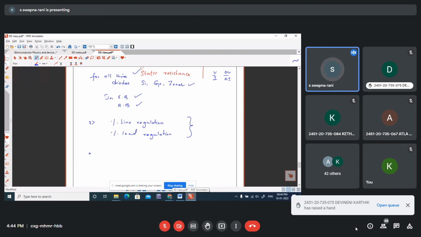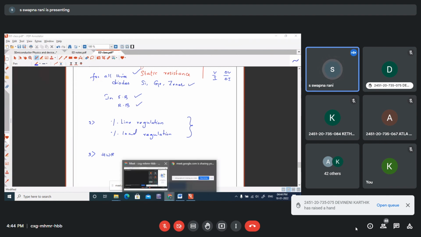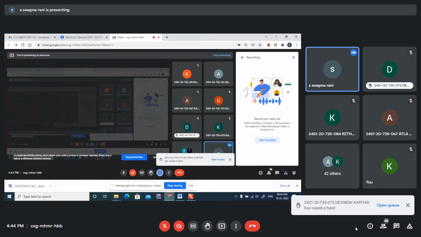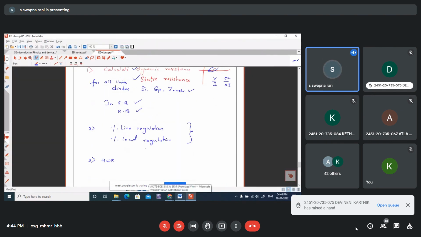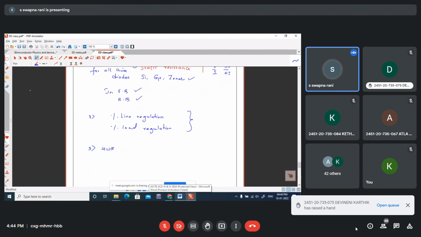And coming to the third experiment, half wave rectifier. I don't have the information. No one should say that I don't have information. So I'm already writing here. All of you please note down this calculations part.